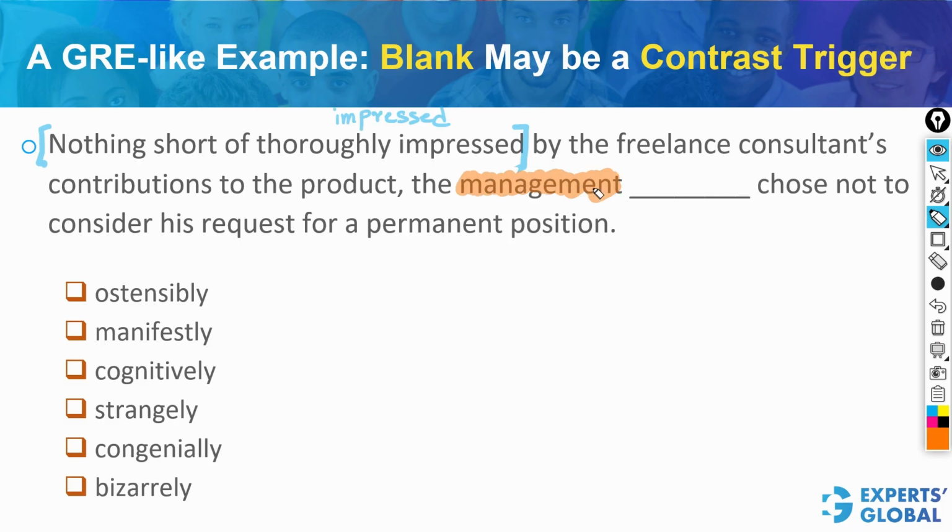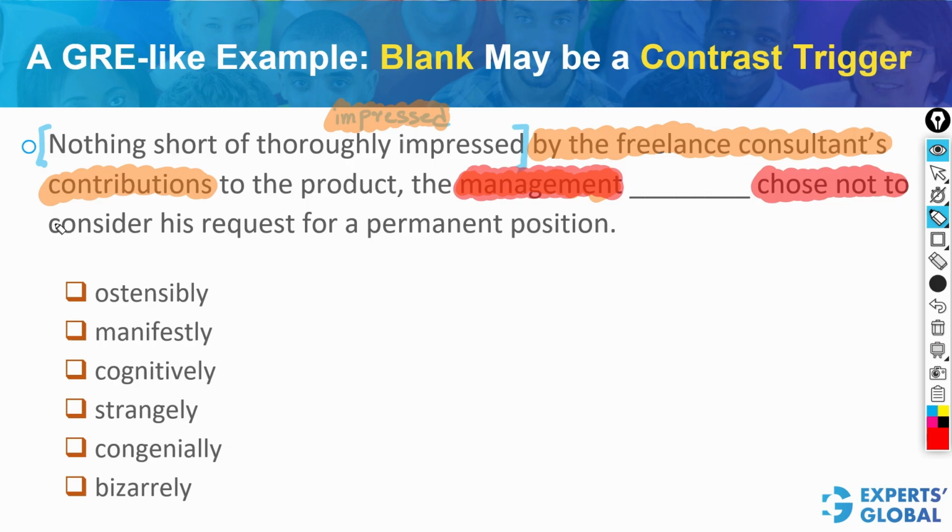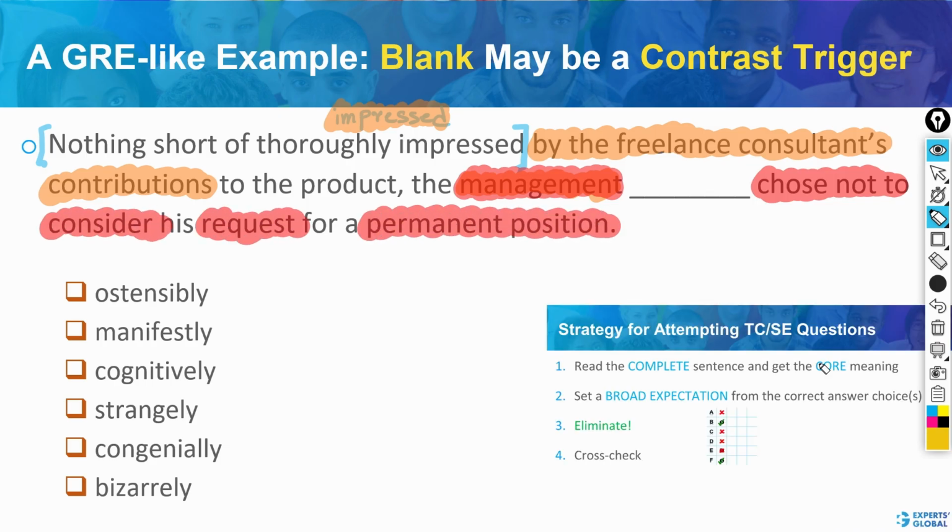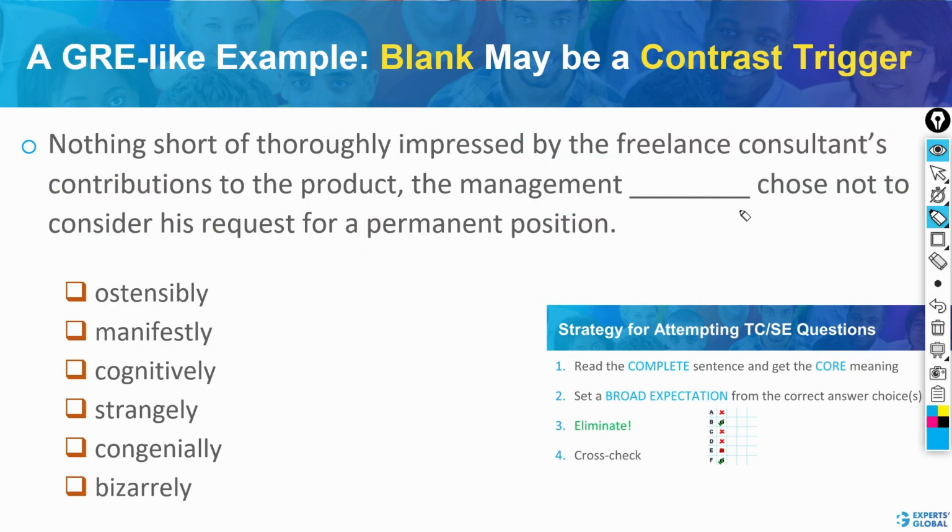So the management was impressed by the freelancers' contributions, and the management still chose not to consider the freelancers' request for a permanent position. We see a clear contrast here. The core meaning is that despite being impressed by the freelancer, the management did not consider the freelancer's request for a permanent position. Therefore, quite clearly in the blank, we need a contrast trigger, a word on the lines of unexpectedly. That's our broad expectation from the correct answer choice.